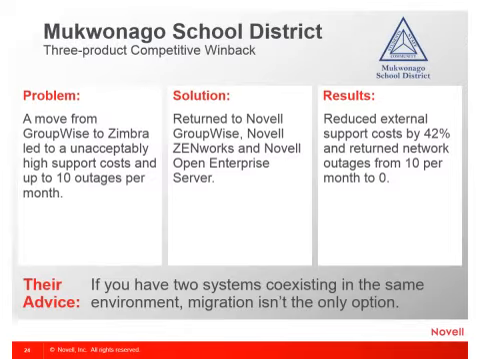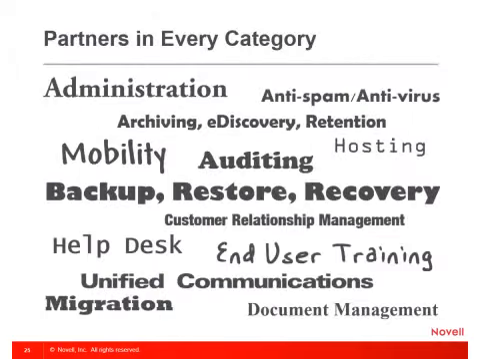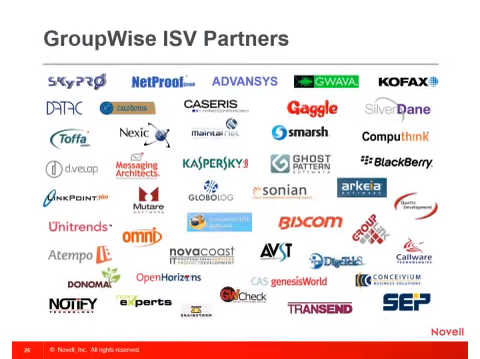As you know, we do have partners in essentially every category that help build out our collaboration ecosystem, whether those solutions are mobility solutions or end-user training, whether it's a help desk issue or unified communications, whether it's migration or compliance, e-discovery, or legal hold. We have a partner that has that solution, so it's important that you look at our partner page and make sure that your customers know that they have solutions in this space. And here's a list of all of those ISV partners that provide a solution for or in conjunction with GroupWise and for our GroupWise customers.